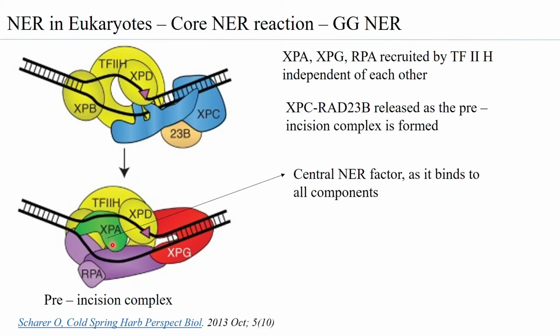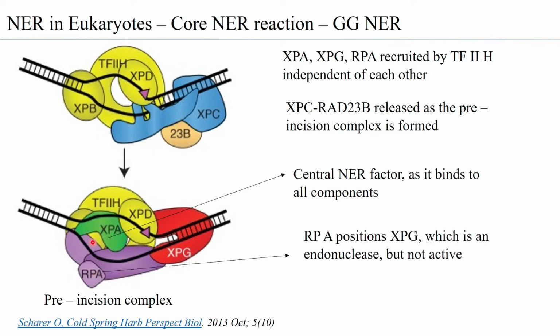XPA definitely is the central NER factor because it binds to all the other components of the NER system. RPA is bound specifically to the single-stranded DNA, because it has a single-strand binding domain, but it does not just bind the single strand. It is also able to position the XPG properly within the pre-incision complex. Another thing is that RPA binds to the non-damaged DNA, and it is XPA and XPD that are binding to the damaged strand.